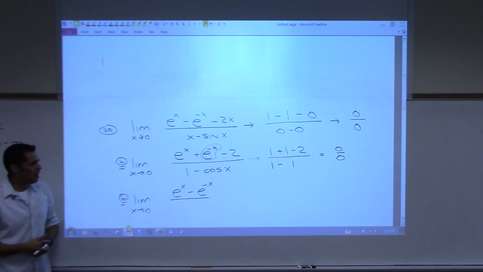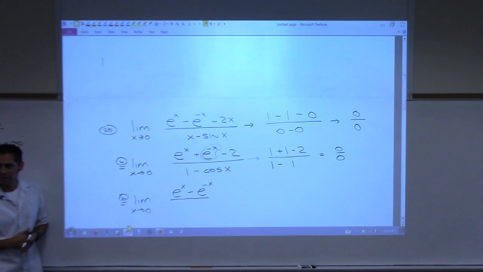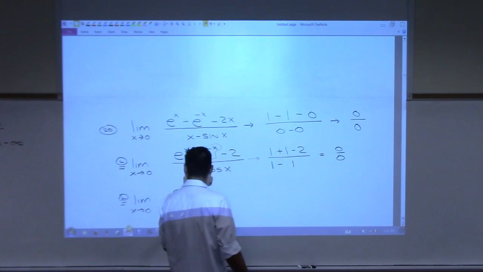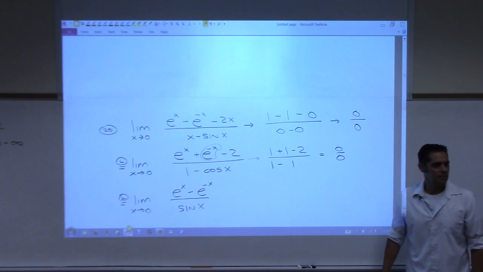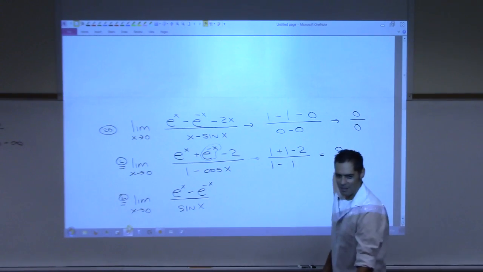What's the derivative of the bottom? Sine x. Right? Sine x. Uh-oh. I'm getting 0 over 0 again. Next one I'll get it on, right? The next one I'm going to get on.